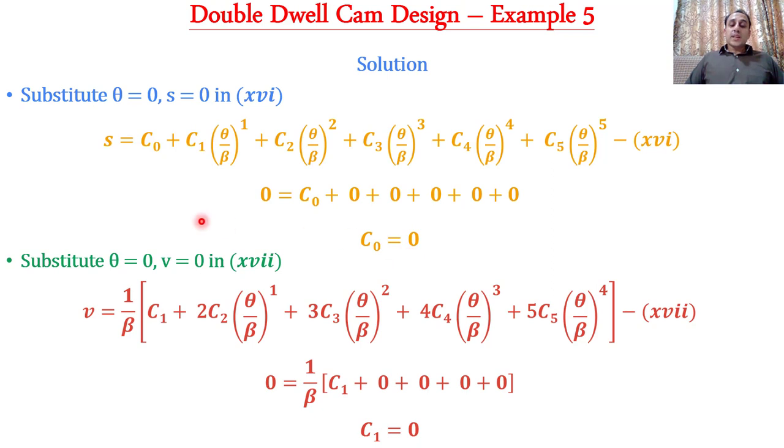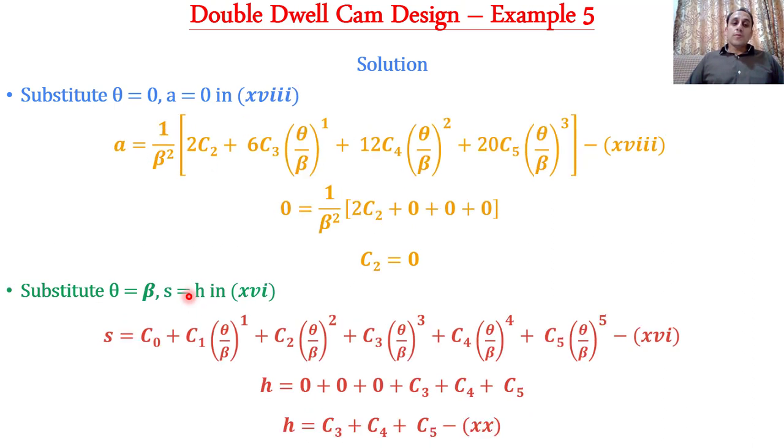So what about the second condition? The second condition was when theta is equal to 0, it means the rise function is just starting. At the start of the rise function, the velocity should be 0. Since this boundary condition is related to velocity, we have to insert those two values of theta and velocity in the velocity function. When we do so, we will get the value of C1, the second coefficient, which is also equal to 0 when we put theta equal to 0 and v equal to 0.